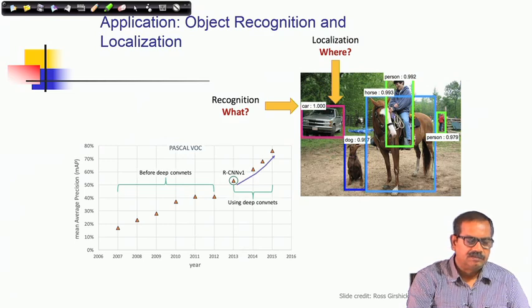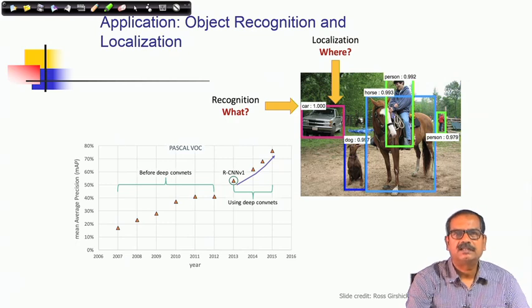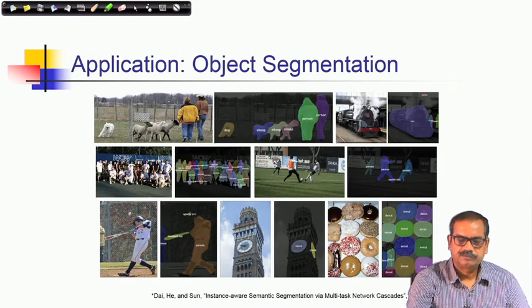There is also another data set where these recognition and localization tasks are performed, and you can see that deep convolutional neural networks, which we will discuss under this topic, have given better performance in this case.